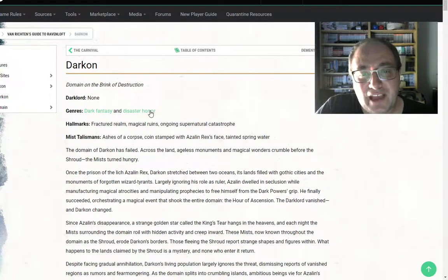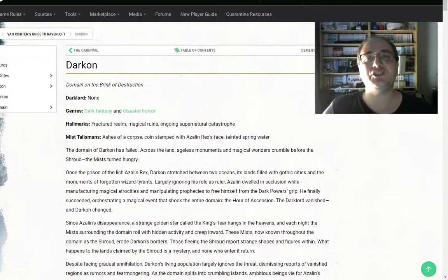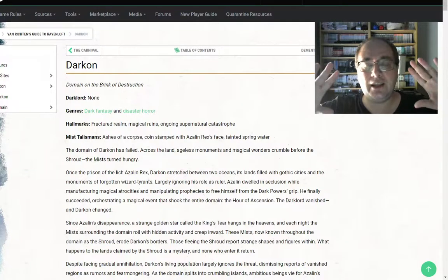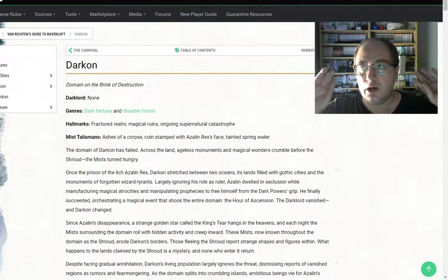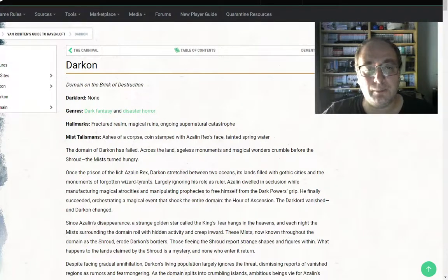And because of that, if you're looking at genres, it's not just dark fantasy. It's disaster horror. It's apocalyptic horror. Think Dark Souls, right? Or Bloodborne. More Dark Souls, really. An ancient land full of grandeur and wonder and forgotten knowledge and magnificence and arcane art, but all of it has fallen into decay, and all of it is on the verge of disappearing unless you do something.